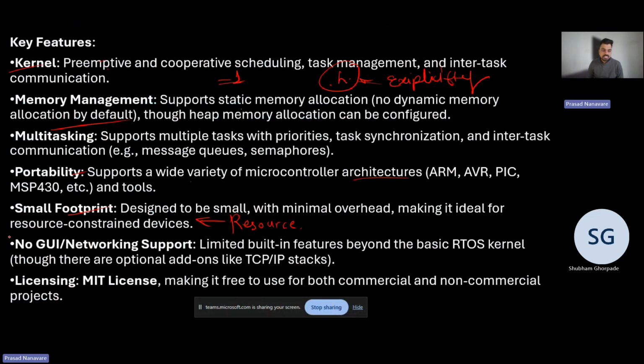There are several reasons for it. It has no GUI and networking support, that is one thing, and plus one more is that it is not a proper operating system for multi-core operations.